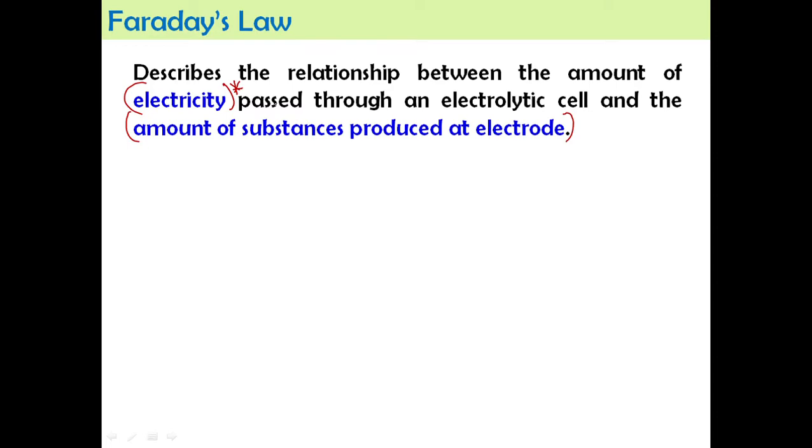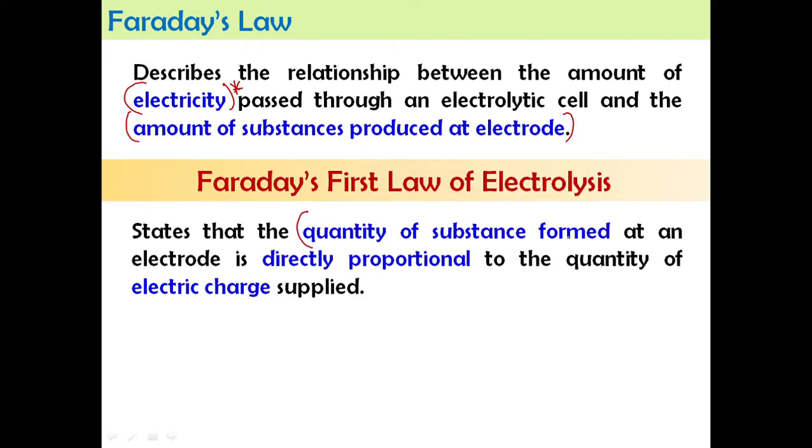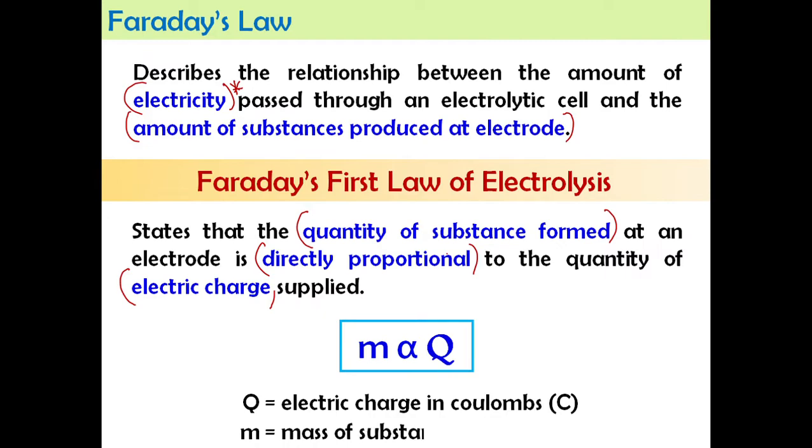Okay? So, Faraday's first law of electrolysis states that the quantity of the substance formed is directly proportional to the quantity of the electric charge supplied. Jadi, sebanyak mana charge yang kita supply, sebanyak itulah substance yang kita dapat. Okay? Jadi ini adalah relationship yang kita dapat daripada Faraday's first law of electrolysis. So Q adalah the charge in coulomb and M is the mass of the substance discharged. Okay, jadi M ni bolehlah kita anggap dia sebagai amount of product yang kita dapat dekat anode ataupun cathode.